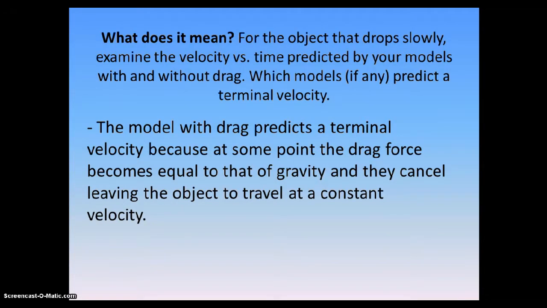The what if question asks which models, if any, predict a terminal velocity. And the model that predicts a terminal velocity is the one that includes drag in the calculation. The reason this calculates terminal velocity is because at some point the drag force will become equal to that of the gravity force, and they will cancel each other out, creating a net force of 0 and allowing the object to travel at a constant rate.